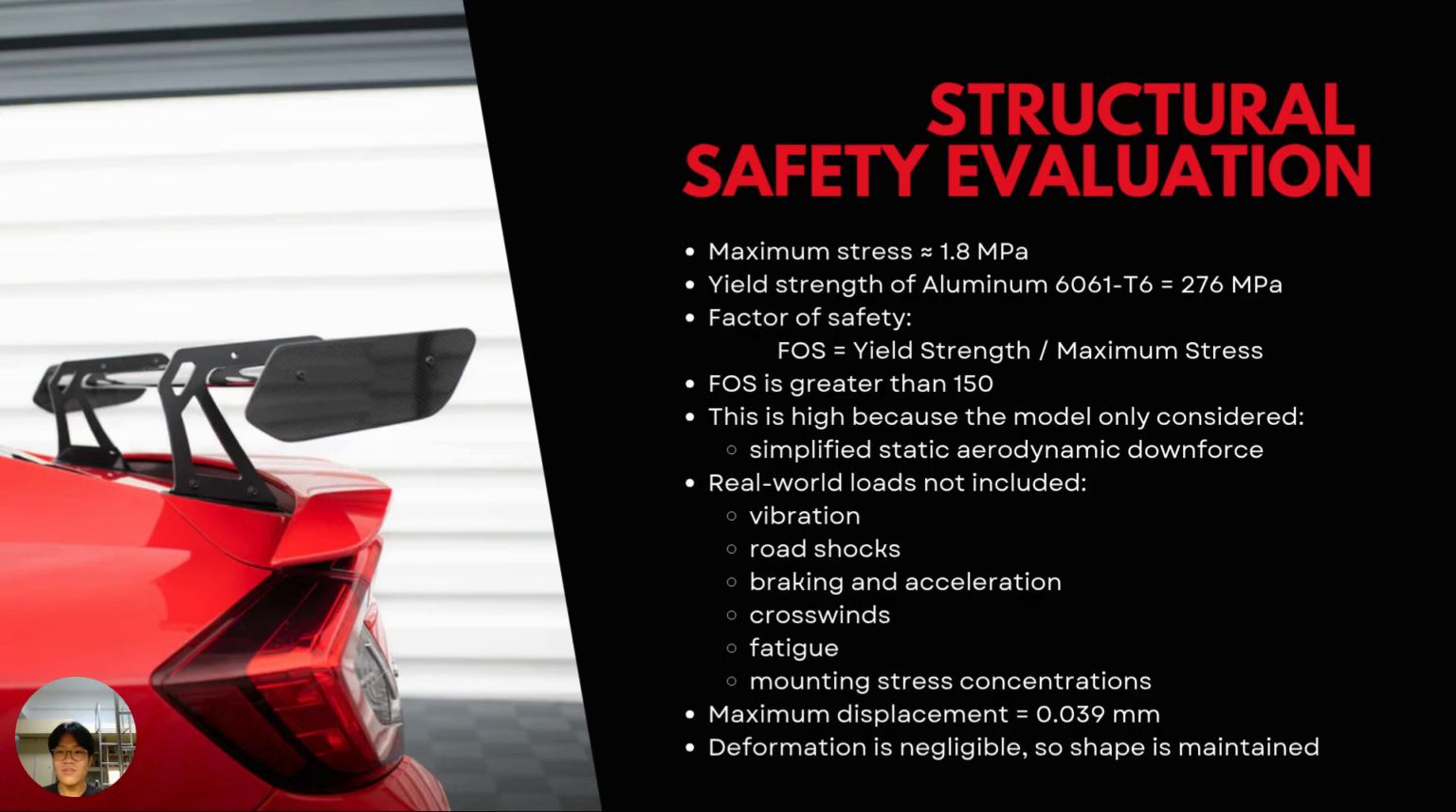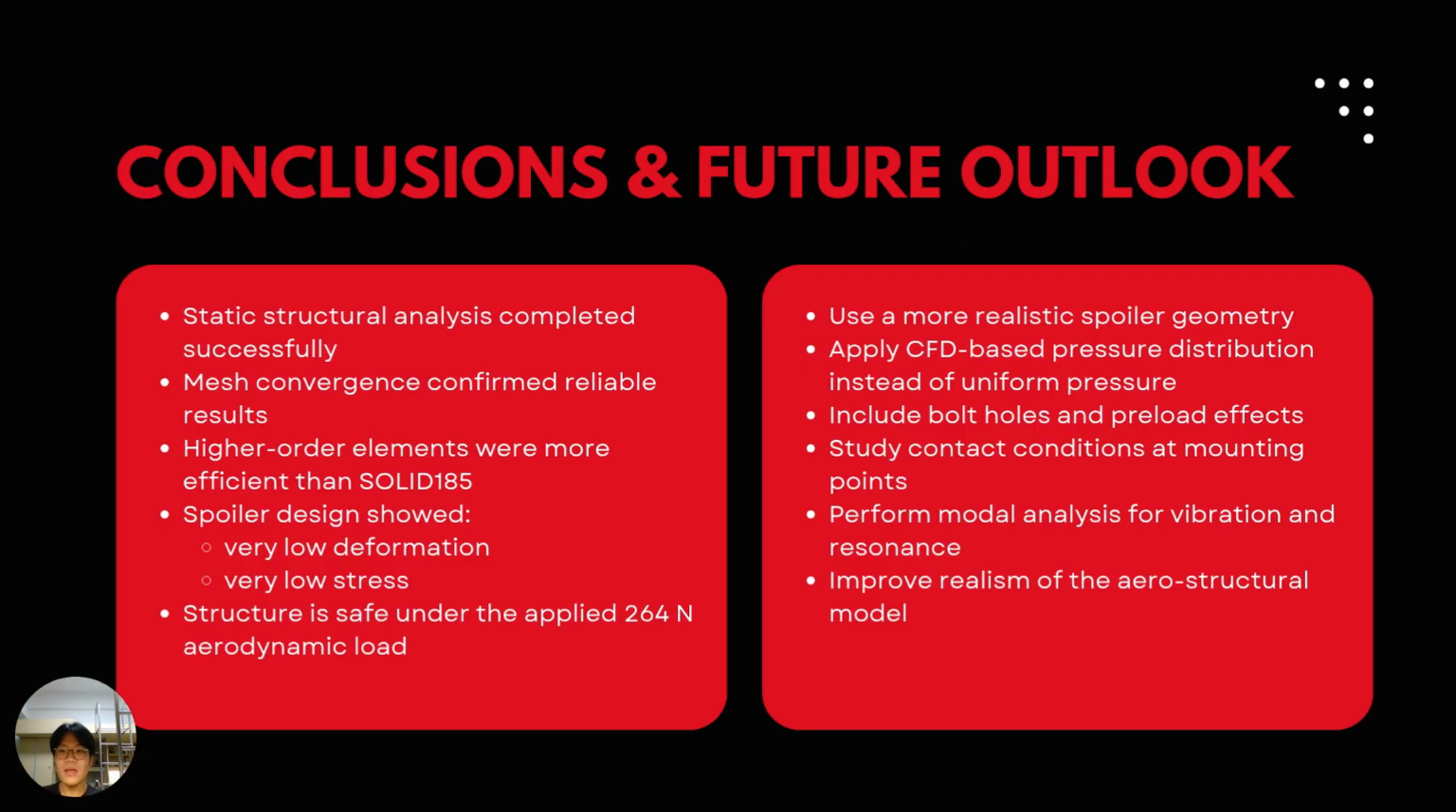The deformation results also support the conclusion because the maximum displacement is only about 0.039 millimeter, which is very small compared to the overall size of the spoiler. In conclusion, this project successfully performed a static structural finite element analysis of a rear spoiler. The mesh convergence study showed that higher-order elements, especially Solid186 and 187, are more efficient than Solid185 because they achieve accurate results with less refinement. The analysis also showed that the spoiler design is structurally safe under the applied aerodynamic load with very small deformation and very low stress.